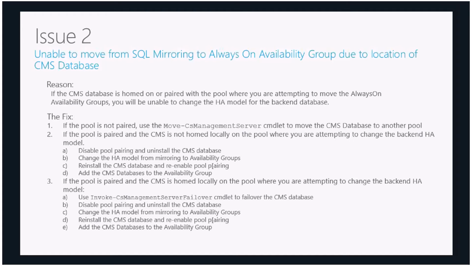The third scenario that's possible is if the pool is paired and the CMS is homed locally on the pool where you're attempting to change the back-end high availability model. You would invoke CS Management Server failover to fail over the CMS database to a different database. You would disable pool pairing and uninstall the CMS database, change the high availability model from mirroring to availability groups, reinstall CMS, and then add the CMS databases to the availability group. So really it's dependent on the configuration that you have in your environment and what you're trying to end up with as your final solution.